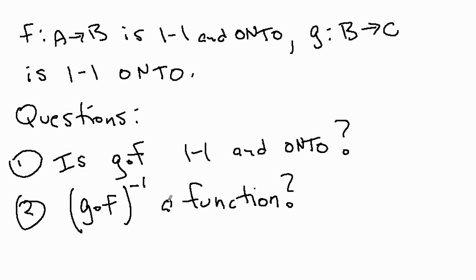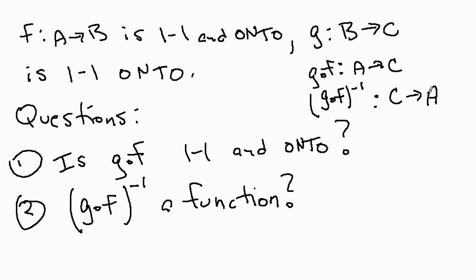A little bit about notation. Remember what this is. If we remember the original composition of functions, recall that g composed with f maps A to C. So this thing over here, g composed with f inverse, actually maps from C to A. And in fact, sometimes you'll find that people write that g composed with f to the -1 is really the same thing as saying f to the -1 composed with g to the -1.